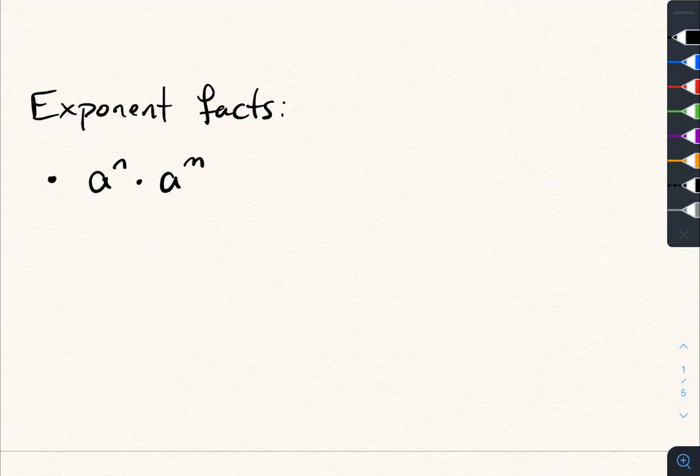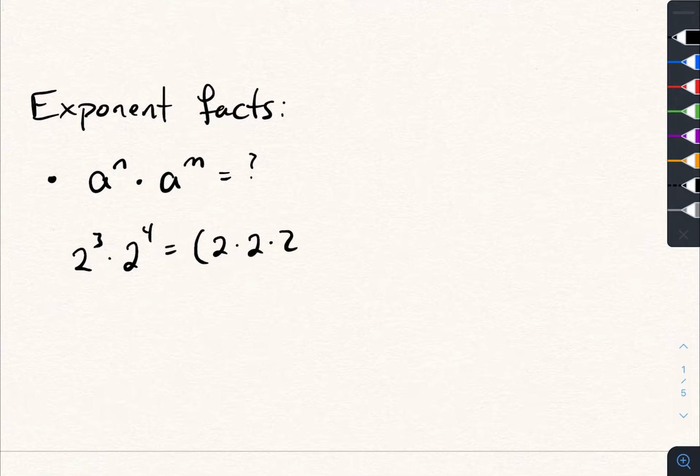So I want to talk about exponent facts right now. So a to the n times a to the m. What is this equal to? How can I simplify this? Let's motivate this with an example. Let's do 2 cubed times 2 to the 4th. So I have 3 powers of 2 here, or 3 factors of 2 rather. And I have 4 more factors of 2, or 2 to the 4th.